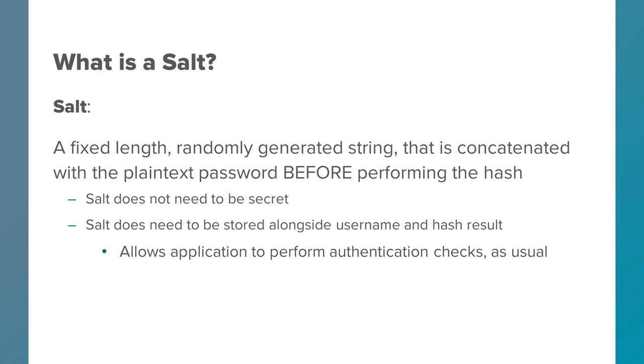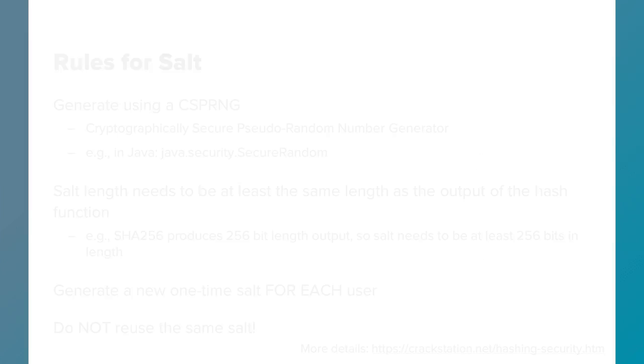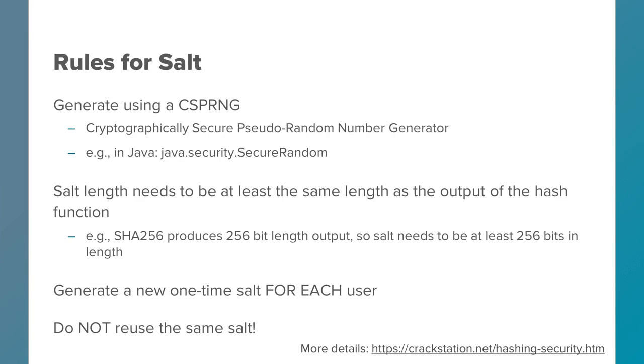The salt does not need to be secret, but it does need to be stored alongside the username and hash result so that the application can perform authentication checks as usual. Some notes. You want to generate this salt using a cryptographically secure pseudo-random number generator. For example, in Java, it is java.security.SecureRandom. The salt length needs to be at least the same length as the output of the hash function.